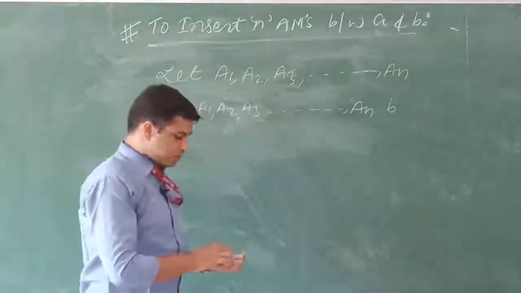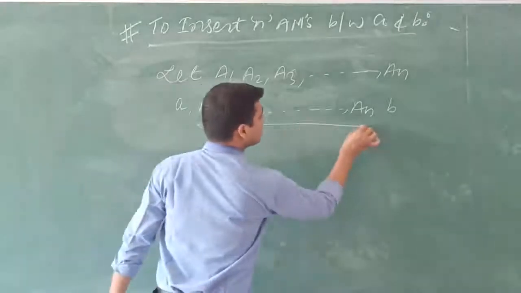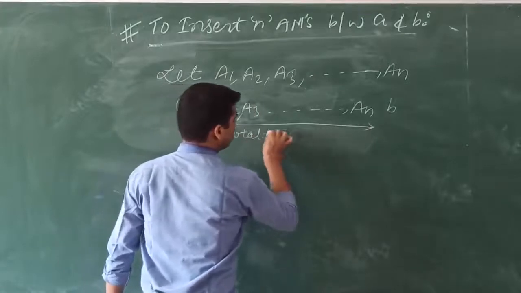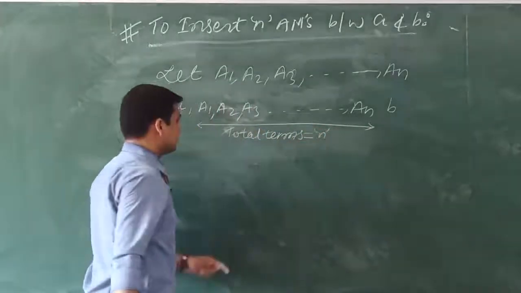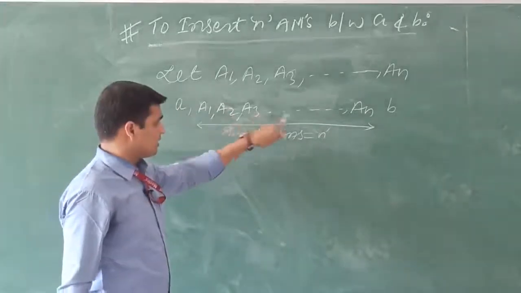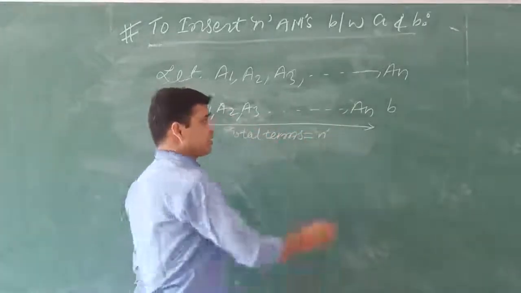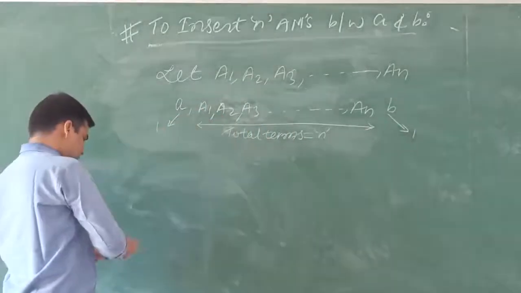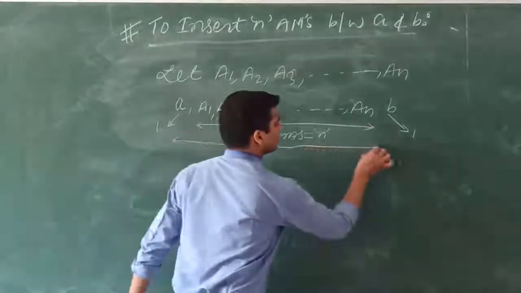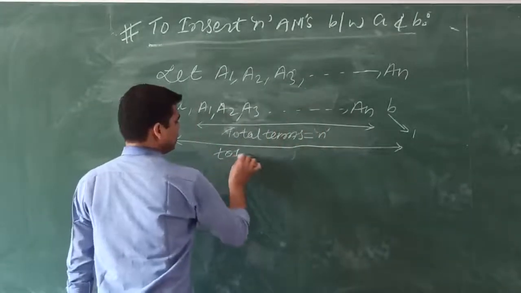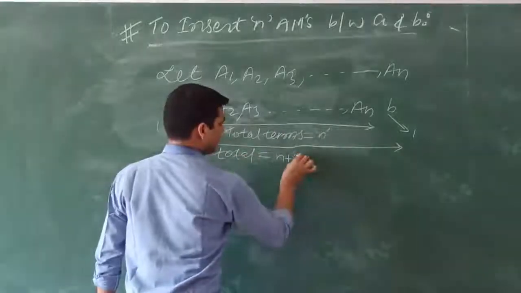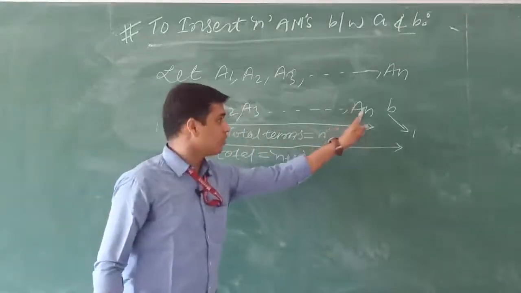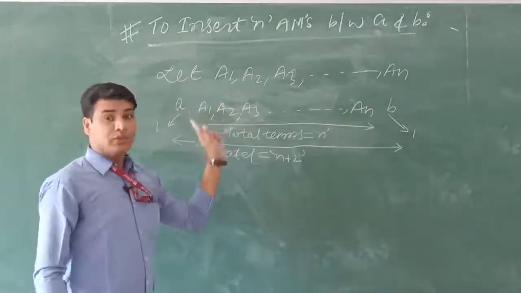Now see this here, you can notice one thing. From here to here, how many terms are there? Total terms are n terms. A1, A2, A3 up to n, 1 to n, n terms. This is one single term, and this is one single term. So if you add all the terms, you will get total terms are n plus 2. How? From 1 to n terms plus 1 plus 1 means 2. So n plus 2 terms.